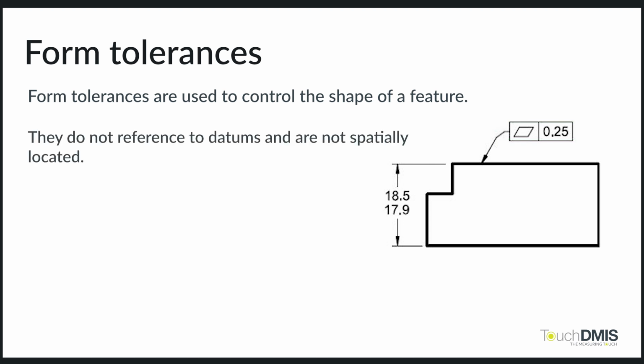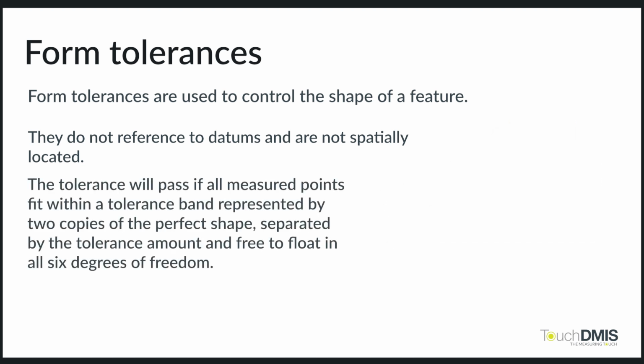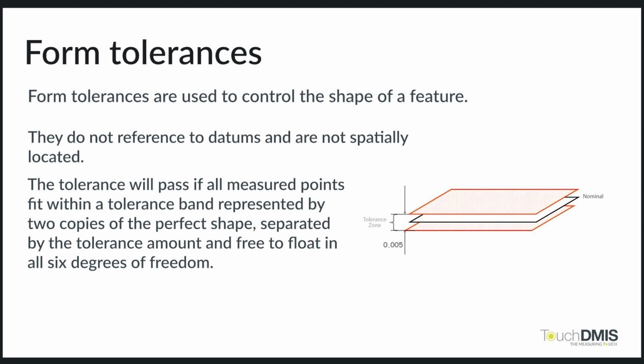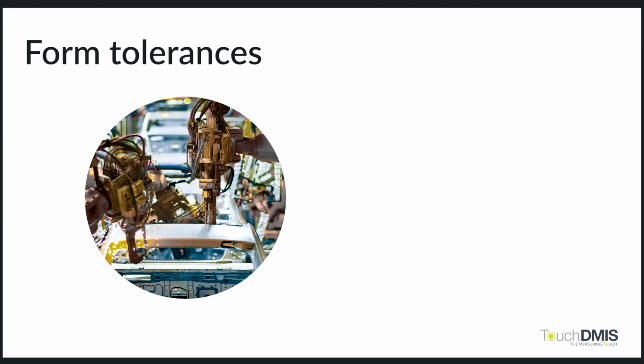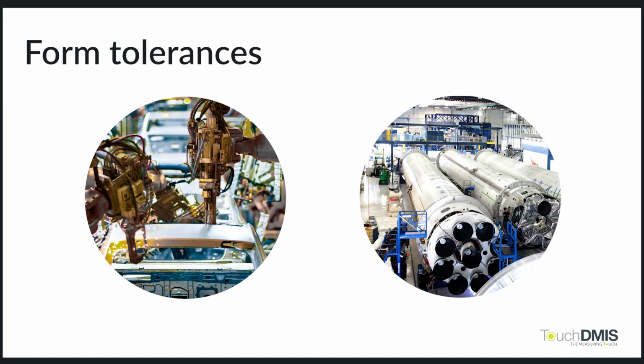They do not reference datums and are not spatially located. This means that the tolerance will pass if all measured points fit within a tolerance band represented by two copies of the perfect shape, separated by the tolerance amount and free to float in all 6 degrees of freedom. These tolerances are critical in ensuring precision and quality in manufacturing parts, defining the allowable variation in the feature.